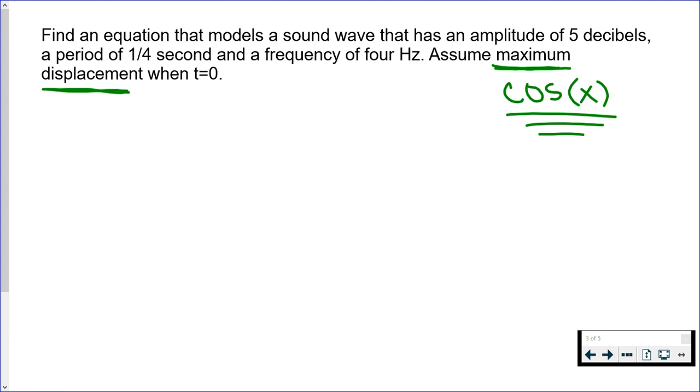Now, amplitude was given to us. Amplitude is always our A value. We're given period and frequency, which are related. Period and frequency are reciprocals of each other. But we don't just plug one of these numbers into our function. We need to use one of them to actually find the b value in our function.